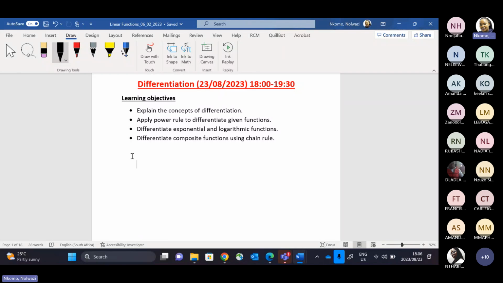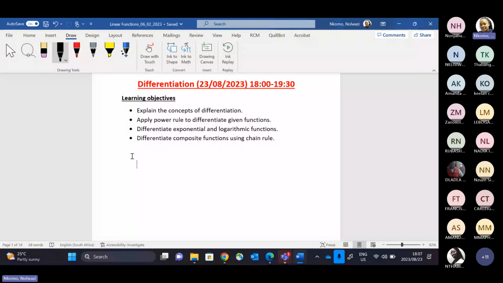Using derivatives is helpful in computing the level of output and the total revenue at the highest point of profit, and the marginal cost, average cost, and the smallest total cost. That's the reason why we need to learn and understand differentiation. By the end of this session, I hope you'll be able to explain the concepts of differentiation and apply the power rule, like the differentiation rules.